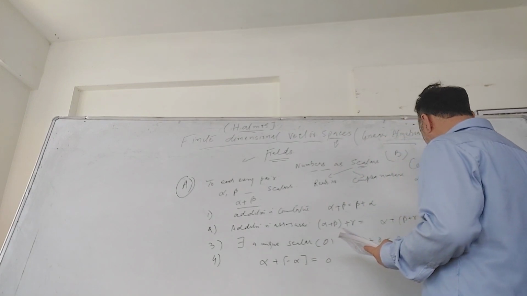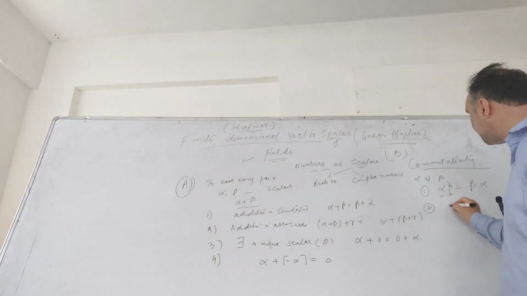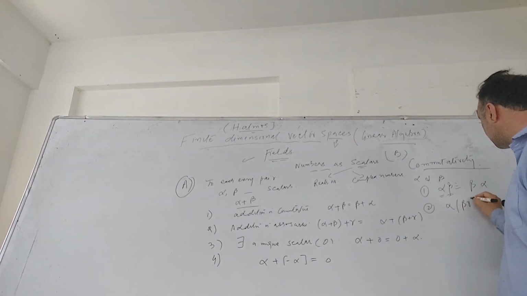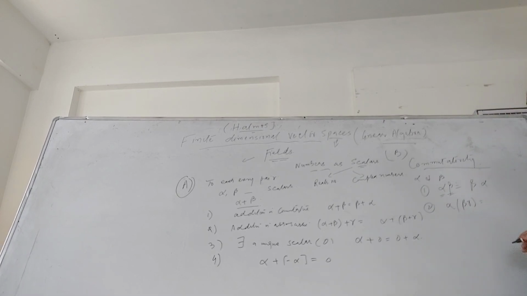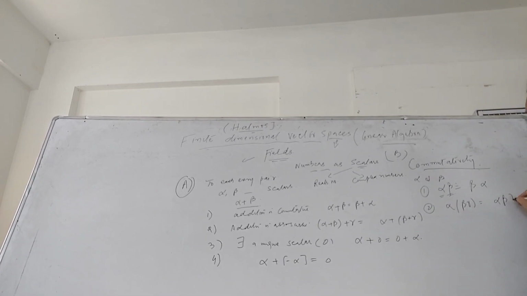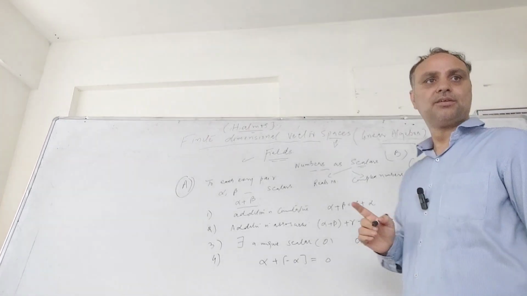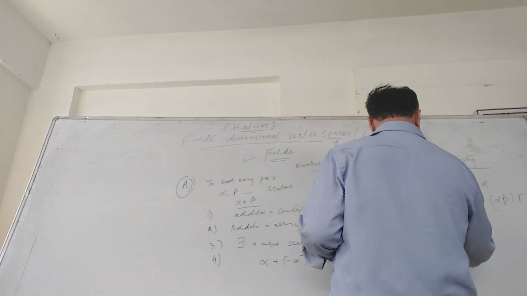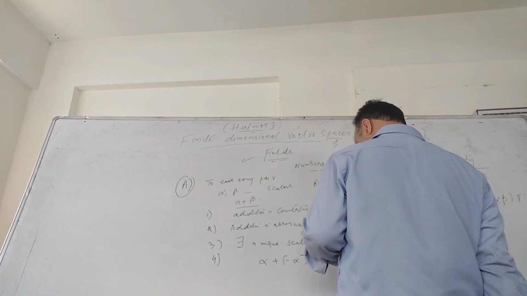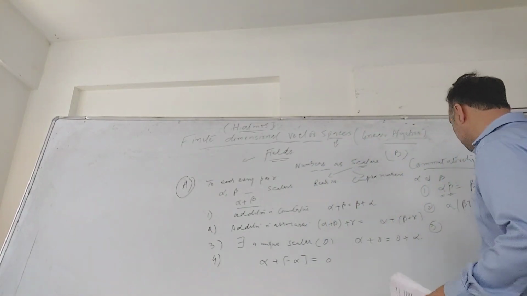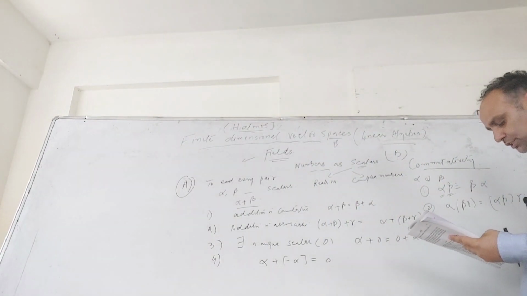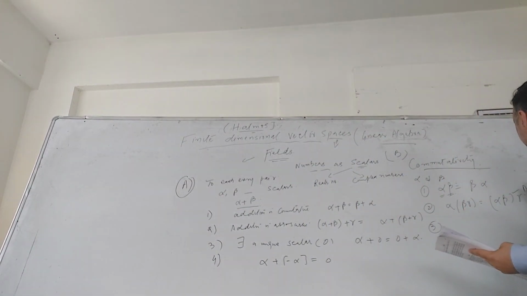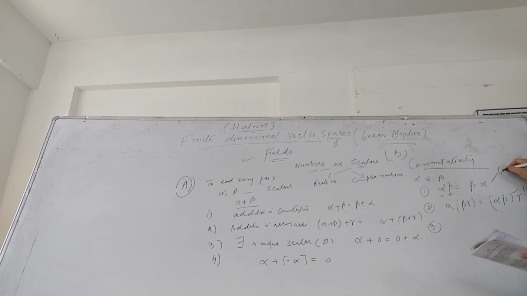Property 2 is that it's multiplicative. And property 3 will be that it's associative. This is the associative property, and this is commutativity.